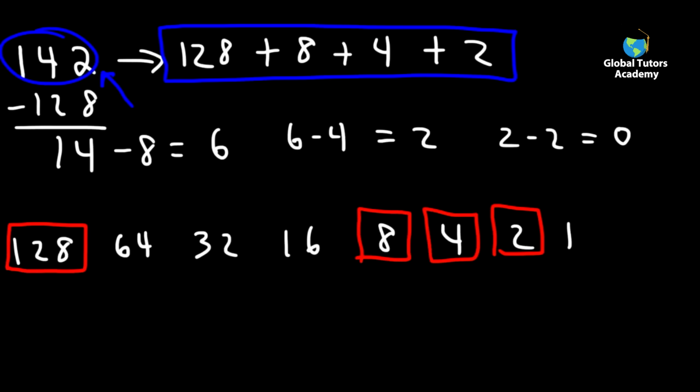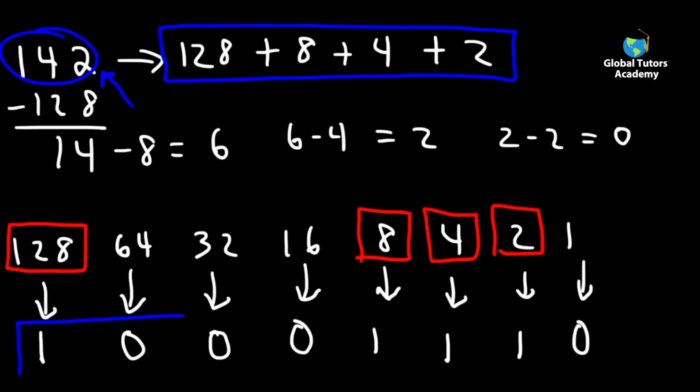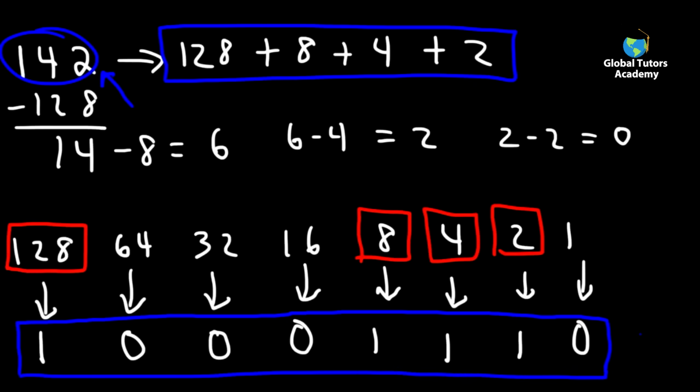Once you get this far, then you can convert to a binary number. So this is going to be 1, we don't have a 64, a 32, or a 16, so they take 0 each. We do have an 8, a 4, and a 2, but we don't have a 1. So 142 is basically 1, 0, 0, 0, 1, 1, 1, 0. And so that's how you can convert a decimal number into a binary number.